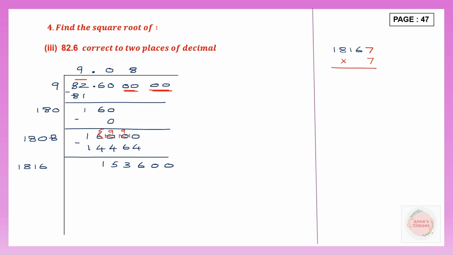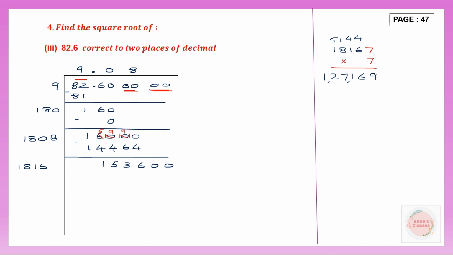7 sevens are 49, carry 4. 7 sixes are 42 plus 4 is 46, carry 4. 7 ones are 7 plus 4, 11, carry 1. 7 eights are 56 plus 1, 57, carry 5. 7 ones are 7 plus 5 is 12. So here we have 1,27,000. We're getting closer. Here we have 1,53,000. Here we have 1,27,000. So in the next thing, let's replace 7 with 8.